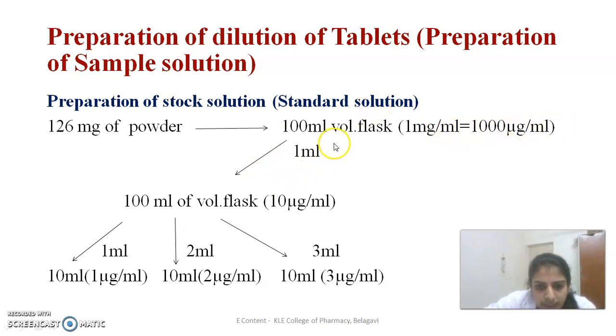Again we are pipetting. For the first dilution, we pipette 1 ml into the 100 ml volumetric flask, and the concentration will be 10 microgram per ml. Further, everything is the same as the API calculation. So this is the way you have to calculate the API strength and dilution calculations, how you have to make the tablet dilution, and how you have to calculate the dilutions.